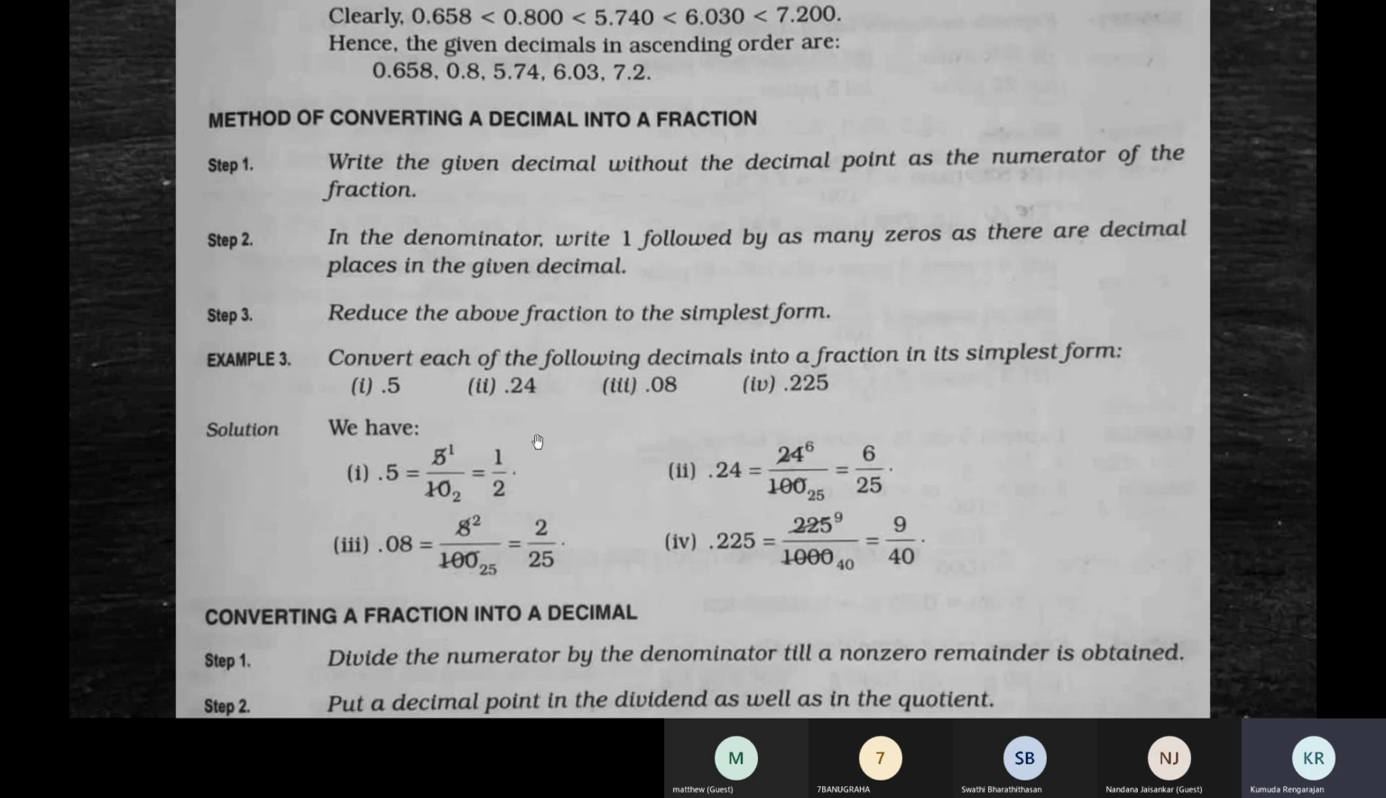So 0.5 is nothing but 1 by 2. 0.08 is nothing but 2 by 25. They're the same. 0.5 is the same as 1 by 2. 0.08 is the same as 2 by 25. 0.24 is the same as 6 by 25. The fraction form of this decimal is 6 by 25. This is the decimal, 0.225. The fraction form of this decimal is 9 by 40.